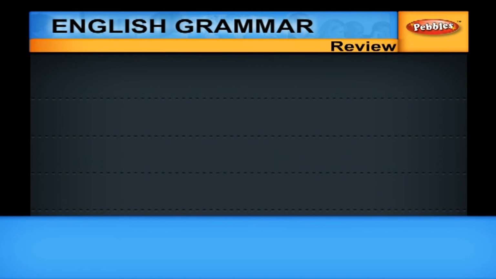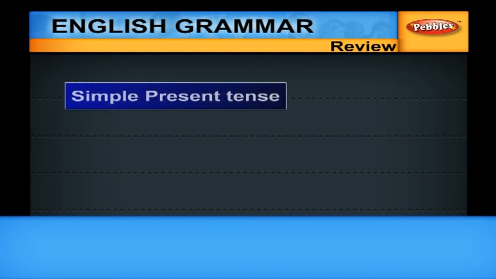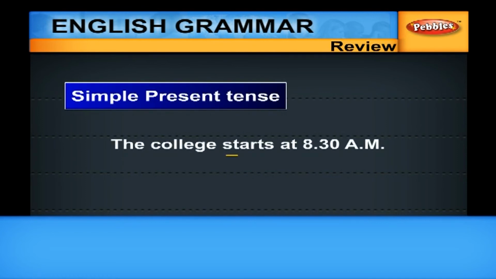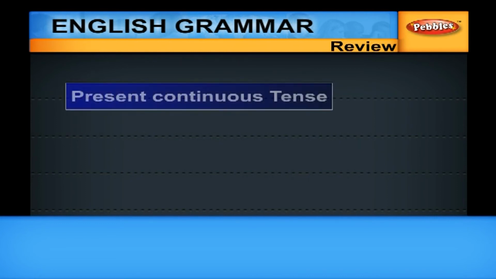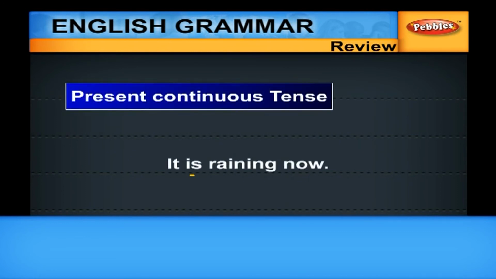So now, we have seen the 4 aspects. Let us sum up where to use the 4 aspects. We use simple aspect in the present tense to refer to a habitual action. We use continuous aspect in the present tense to refer to an action that is in progress.